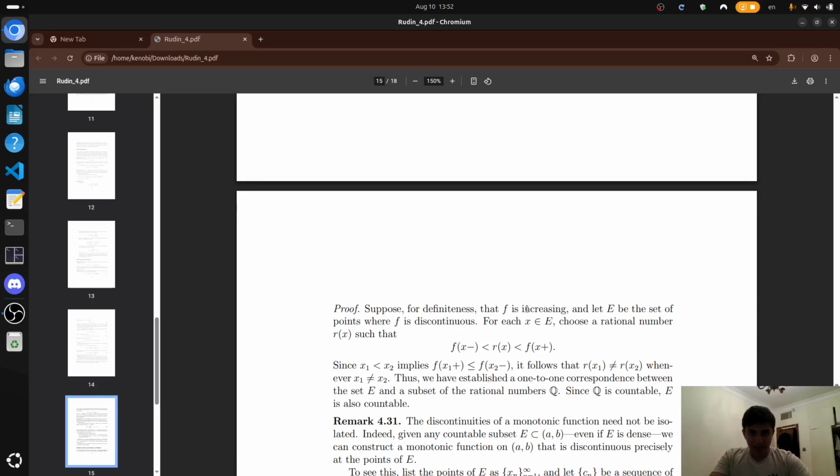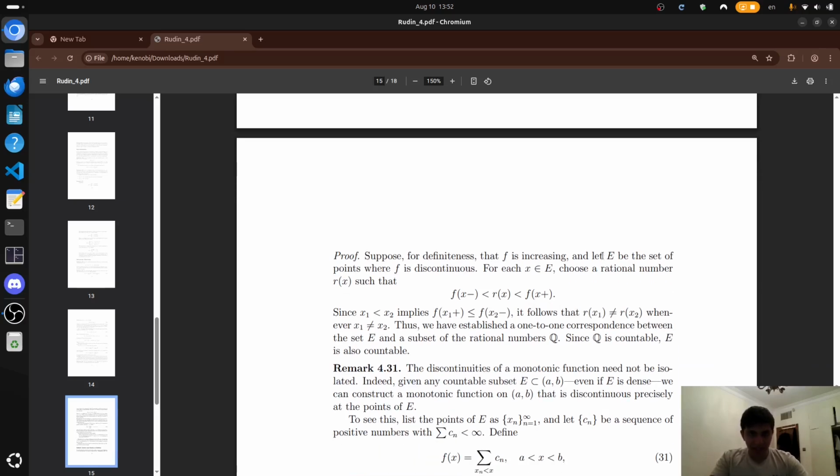Suppose for definiteness that f is increasing, and let E be the set of points where f is discontinuous. For each x in E, choose a rational number r_x such that f(x from left) is less than r_x is less than f(x from right). Since x1 less than x2 implies f(x1 from right) is less than or equal to f(x2 from left), it follows that r_x1 is not equal to r_x2 whenever x1 is not equal to x2. Because you're getting different bounds for r_x, so they won't be equal. Thus we have established a one-to-one correspondence between the set E and a subset of the rational numbers Q. Since Q is countable, E is also countable.